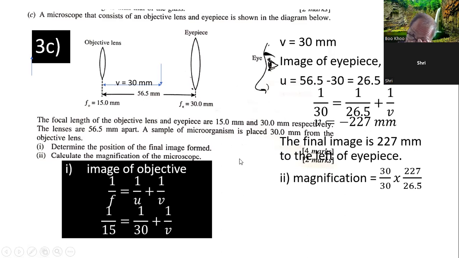You are told that, that's the first one. Magnification 30 over 30. Your object distance is 30. The image distance is also 30. So that's the first one. And the next one is image is 227. Object distance is that one there. And calculate out. Can or not? Anything which is not clear? Clear.